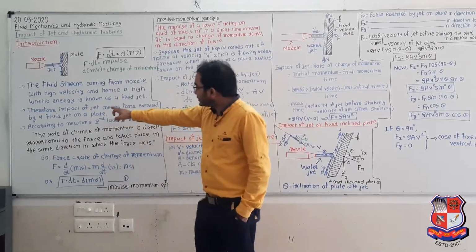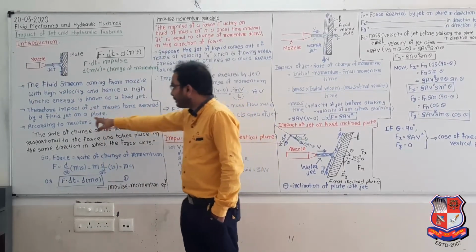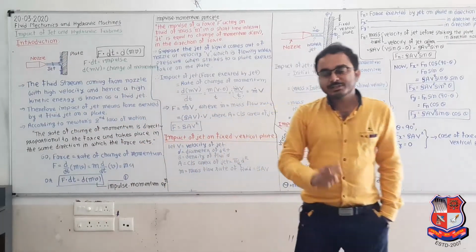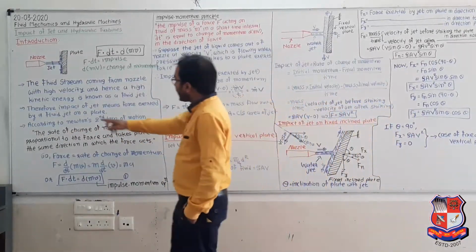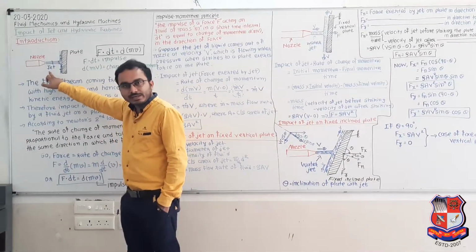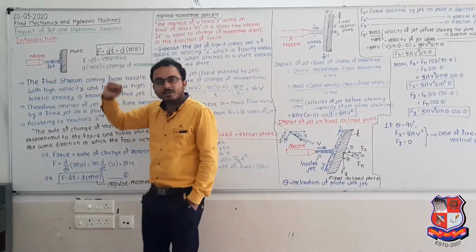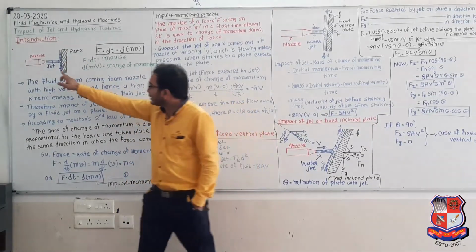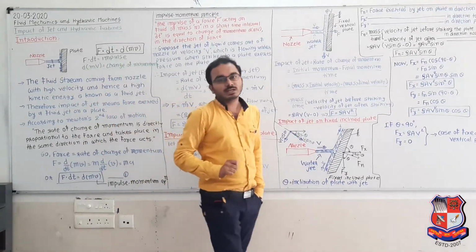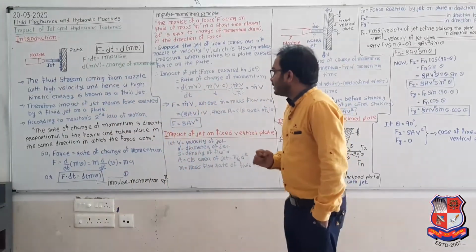So the impact of jet means the force exerted by a fluid jet on the plate. To reiterate, here we have a nozzle out of which a jet of water is coming out, which is of very high velocity and it will be striking on this plate. So this jet will be applying force on this plate, which is known as impact of jet.